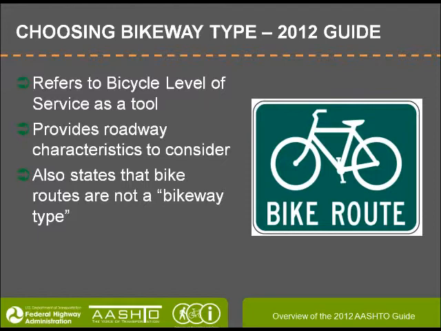And then finally, something I think is very important is the bike guide states that bike routes are not a bikeway type. So, you know, you can't just put a sign up on any street and call it a bikeway. Accommodating bikes very often requires more than just a sign. And so you should really think of signs as a wayfinding device and not a bikeway type.